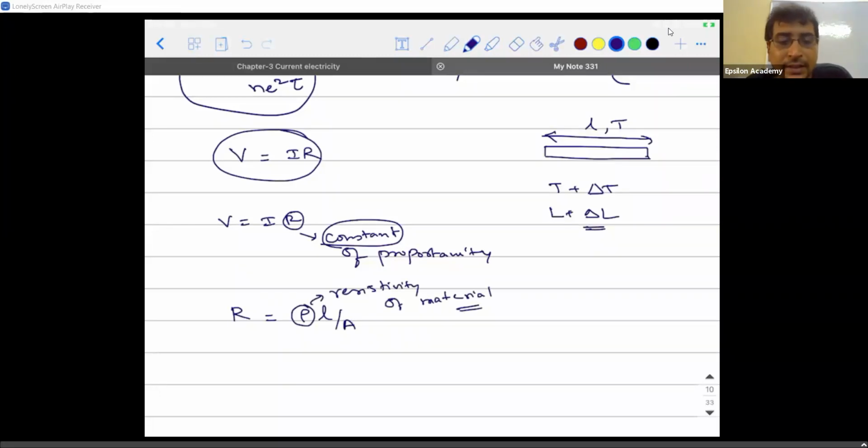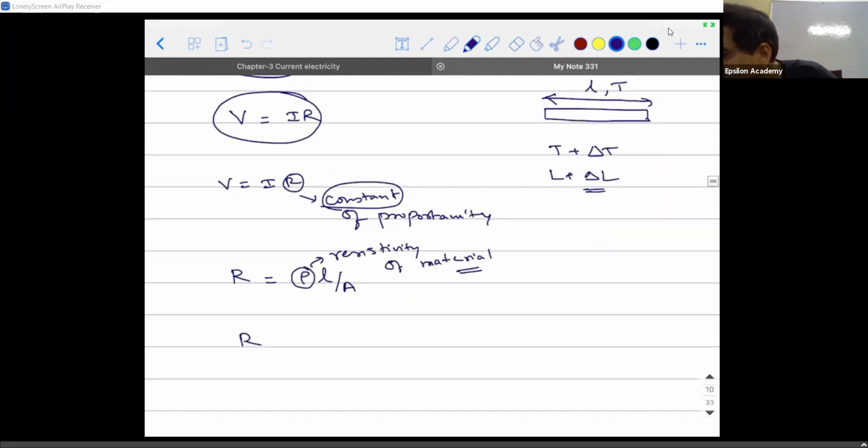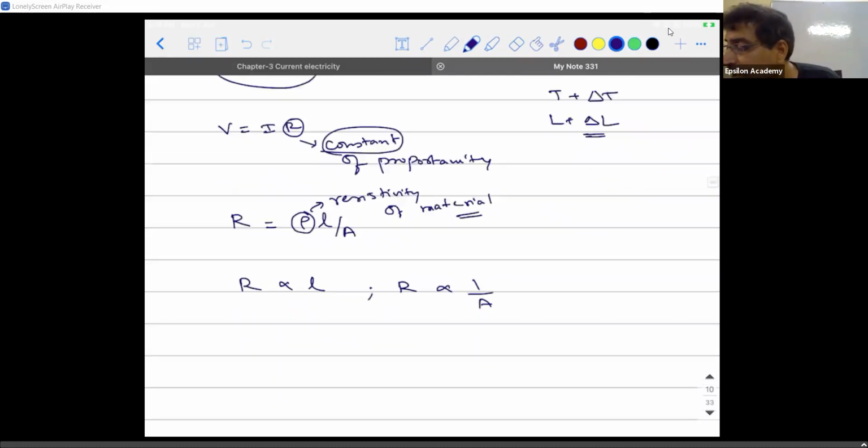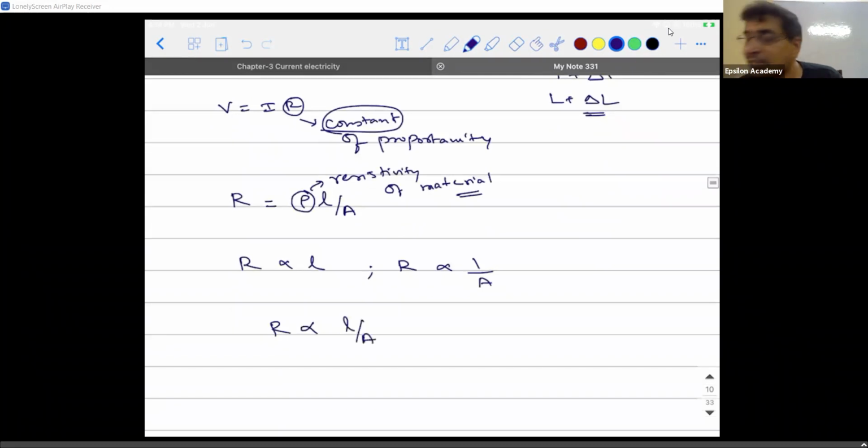Correct? It is the resistivity of a material. So how did this derivation come? It was observed that the resistance is directly proportional to length and inversely proportional to area. When you combine both, you write it as R is directly proportional to L divided by A. So here, resistivity is introduced as a constant of proportionality.